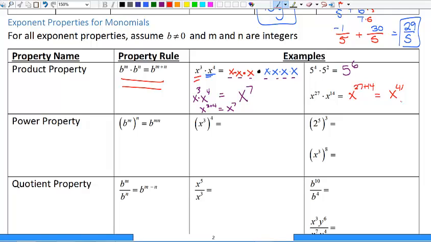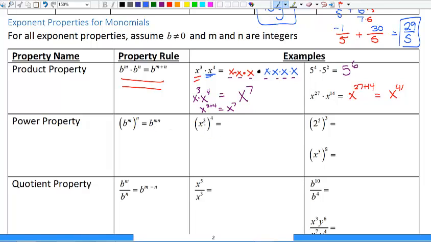On the next property, we have the power property. The product property and the power property are two rules that people often get confused, which is why I like to have them right beside each other so that you can see how they're different and why they're different. So on this property, it says b to the m raised to the n equals b to the mn. So you have one base and two exponents, and you multiply the exponents.